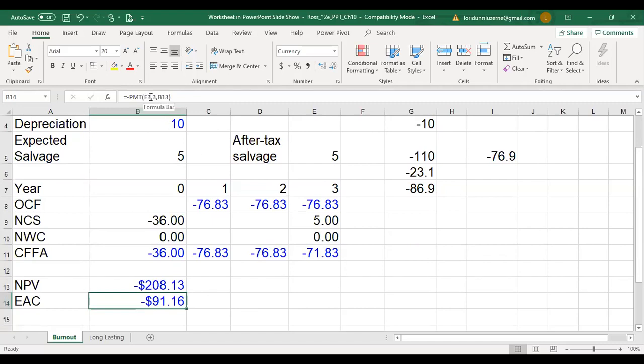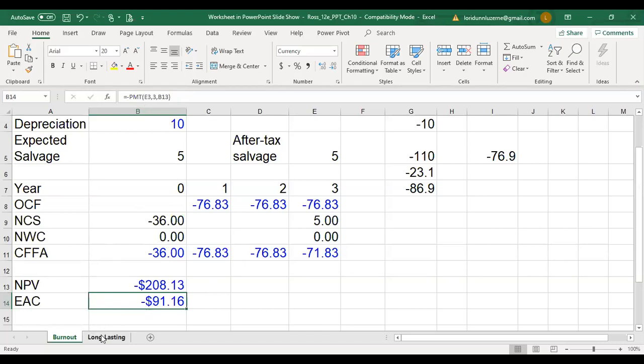So if you're using your calculator, we say, okay, we have to convert net present value to payments per period. Your N would be 3, your I would be 15. Your PV will be that negative 208.13. You need to solve for payments, and they would be 91.16. So you're finding the payments in the present value of an annuity.